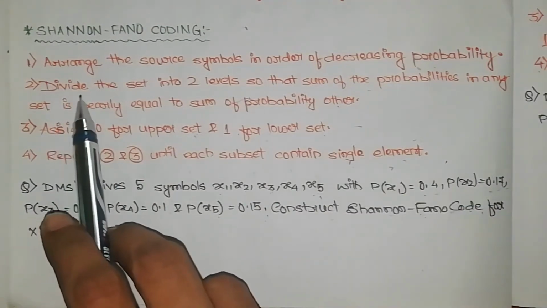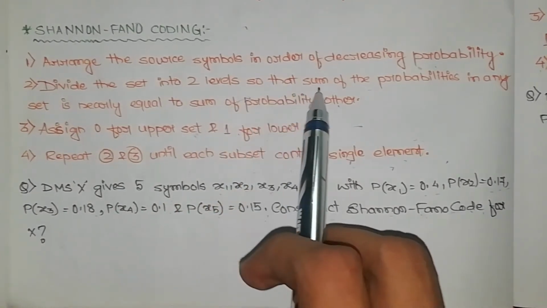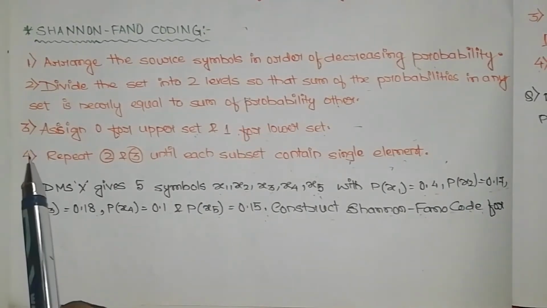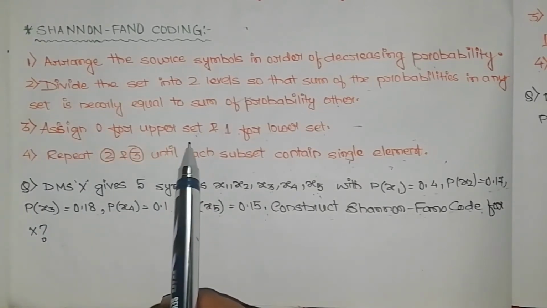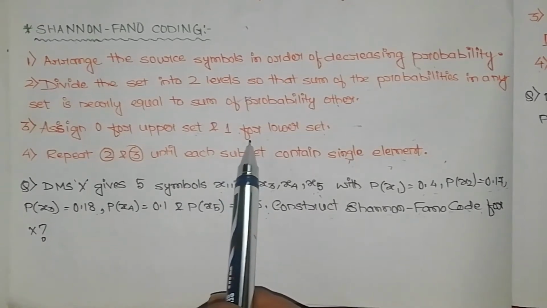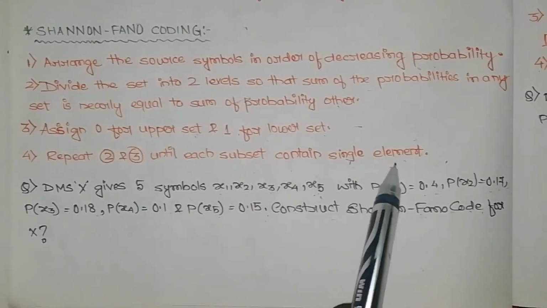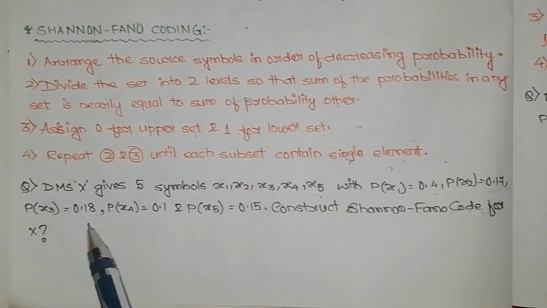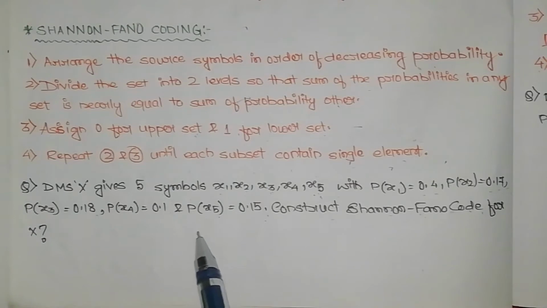The second step is we need to divide the whole set into two levels in such a manner that the sum of the probabilities of both the sets is nearly equal to each other. The third step is we need to assign 0 for the higher set or upper set which has the higher value, and the lower set will be assigned 1. And the fourth step is we need to repeat the second and third step until each subset contains a single element. So I know this algorithm is a little bit confusing for now, but as we solve a problem related to the coding technique, the algorithm will become clear and it will be very easy for you to understand.